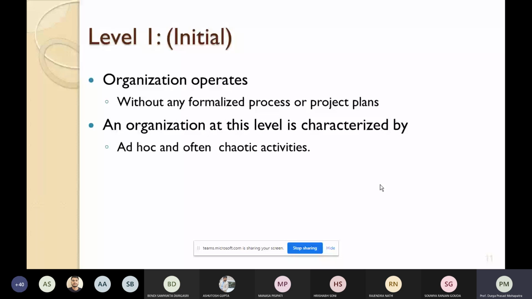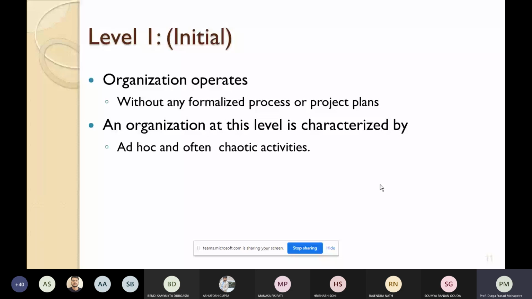You are following basic project management practices, such as tracking the cost, the schedule and the functionalities. The processes are more or less systematic and formalized. You are also using size and cost estimation techniques such as function point analysis, COCOMO, etc. But the production process is still ad hoc.